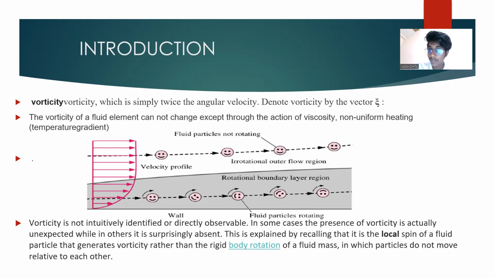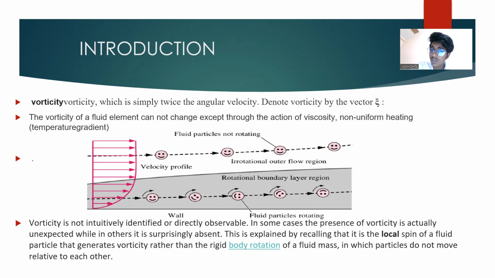Vorticity is denoted by a vector, curl V, and the vorticity of a fluid element cannot change except through the action of viscosity and non-uniform heating or temperature gradient. As you can see here, the fluid particles are rotating in a rotational outer flow region with a velocity profile, and in a velocity boundary region with fluid particles rotating in the boundary layer. Vorticity is not intuitively identifiable or directly observable.